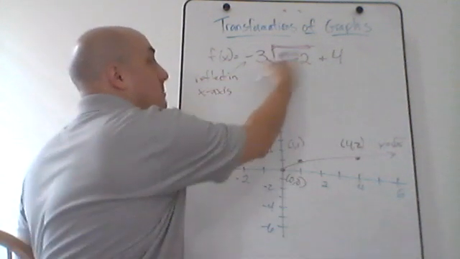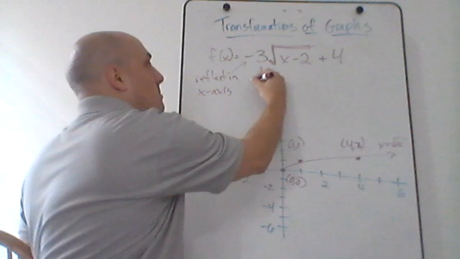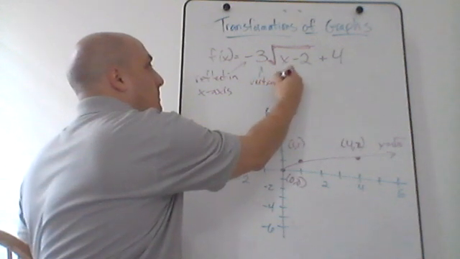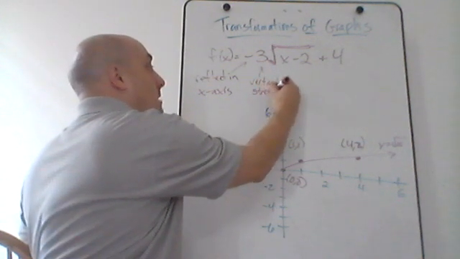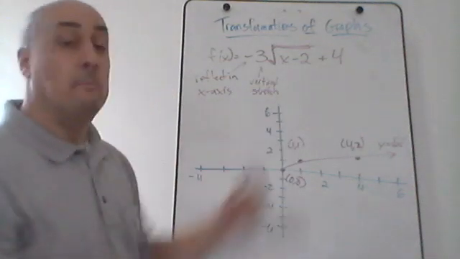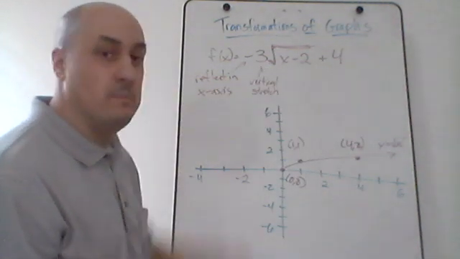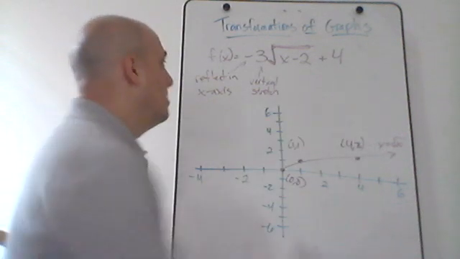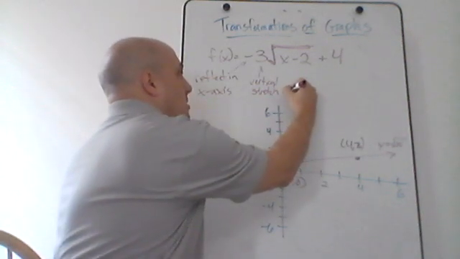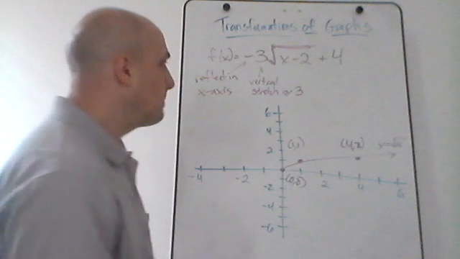That 3 that's multiplying the square root is going to be a vertical stretch. Again, outside of the parent function affects the vertical direction. Multiplying is stretching and shrinking, and when I multiply by a number bigger than 1, it stretches it out. So it's going to be a vertical stretch by a factor of 3.